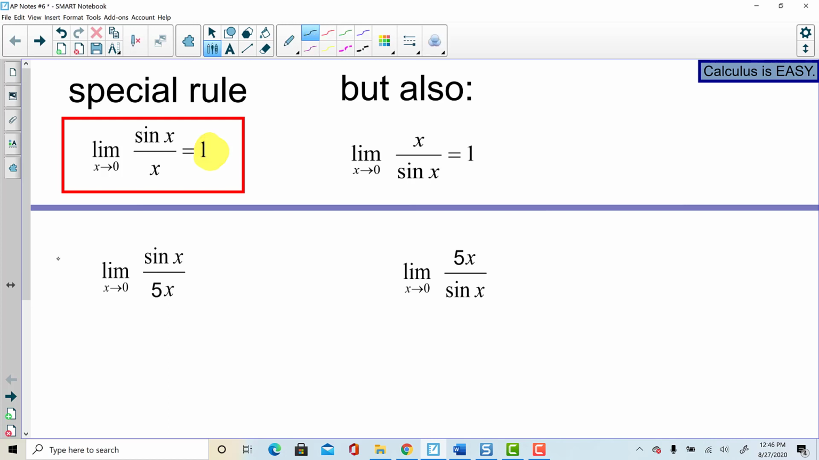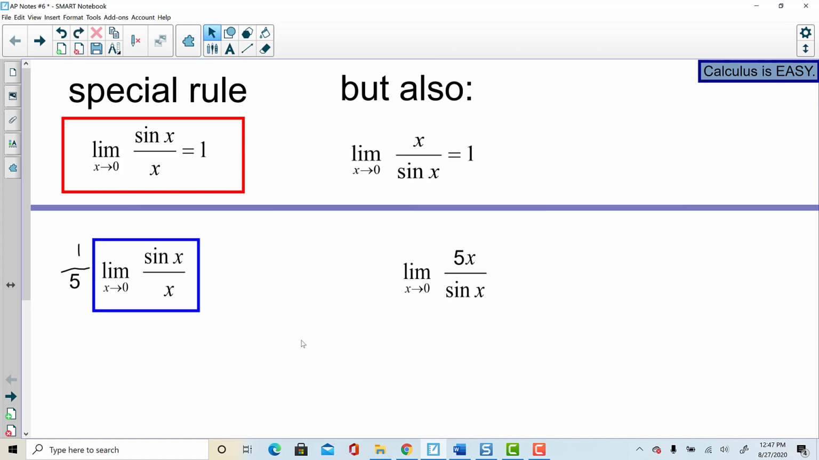First example has a 5 on the bottom, so in order to make it look like the special rule, we've got to take the 5 out. It's a constant, so you can just bring it out. We have a special rule for that blue box. If you look above, it's just equal to 1. So we end up with 1/5 times 1, so it's just 1/5.